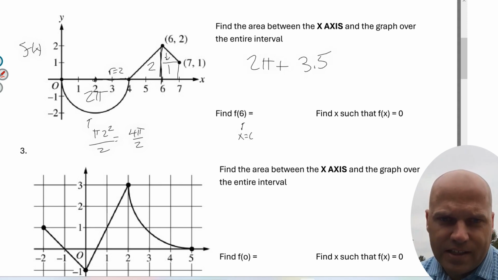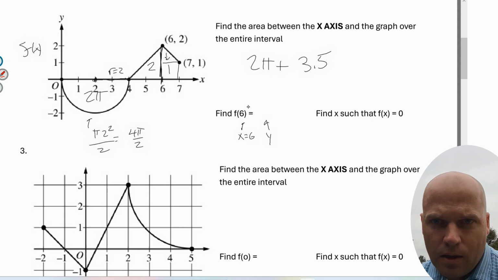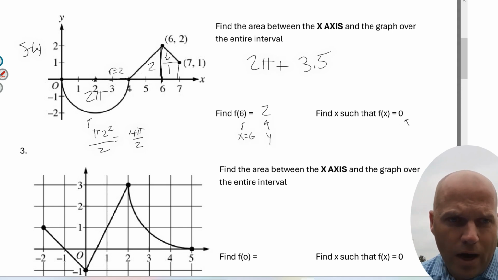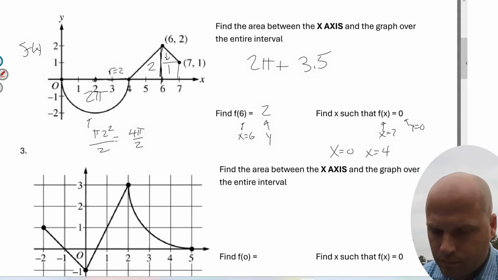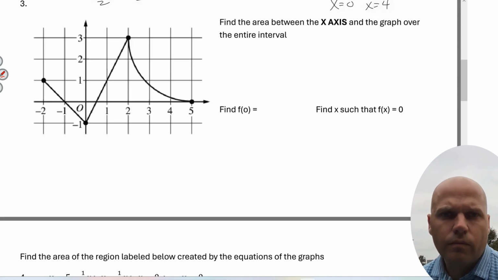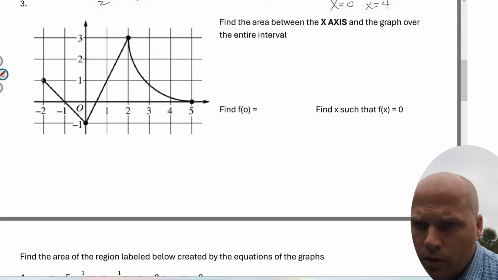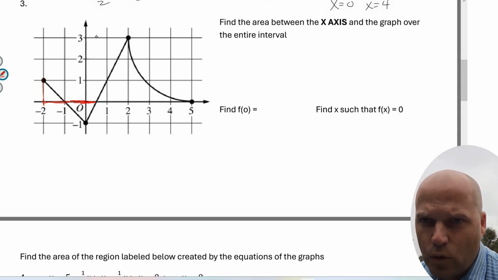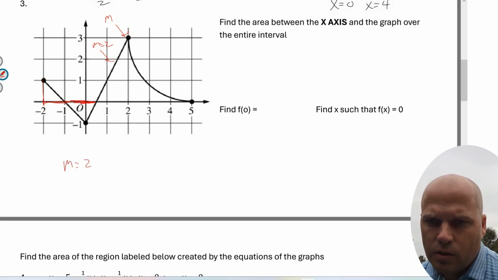If x is 6, what is y? 2. If y is 0, what is x? 0 and 4. Let's find this triangle, this triangle. Ooh, this is tricky. Watch, because this is a 1, 2, 3, 4 by 1, 2. This is a slope of 2, which means I'm going to go up 2 over 1.